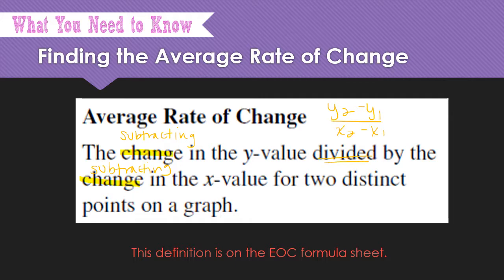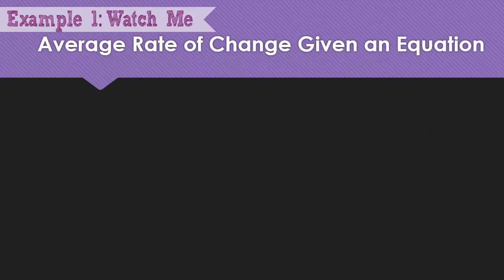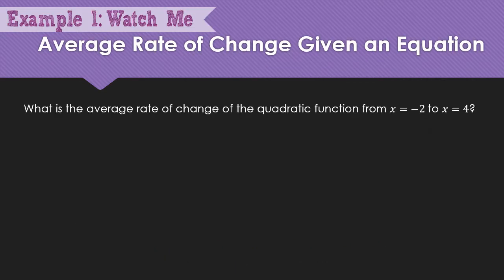This is very similar to what we do. It's actually the same formula that we use for slope, but slope is a constant rate of change. For parabolas and other types of functions, we're finding an average rate of change. So let's take a look at our first example. What is the average rate of change of the quadratic function from x equals -2 to x equals 4, if we're given this specific function, f of x equals x squared plus 3x minus 2?